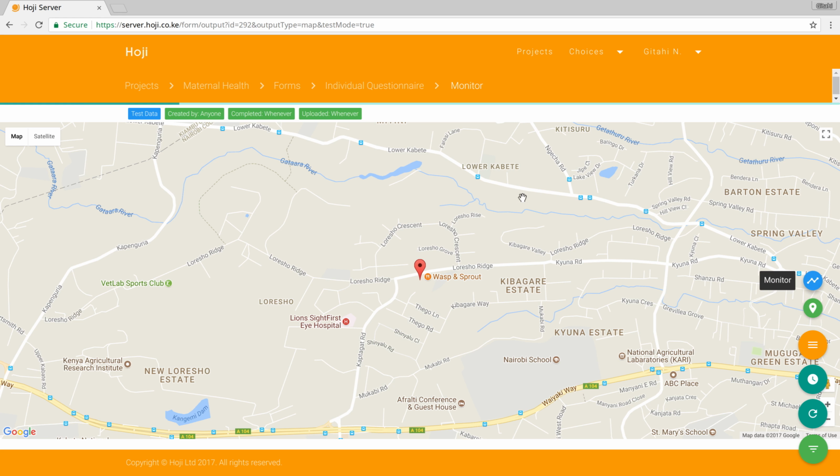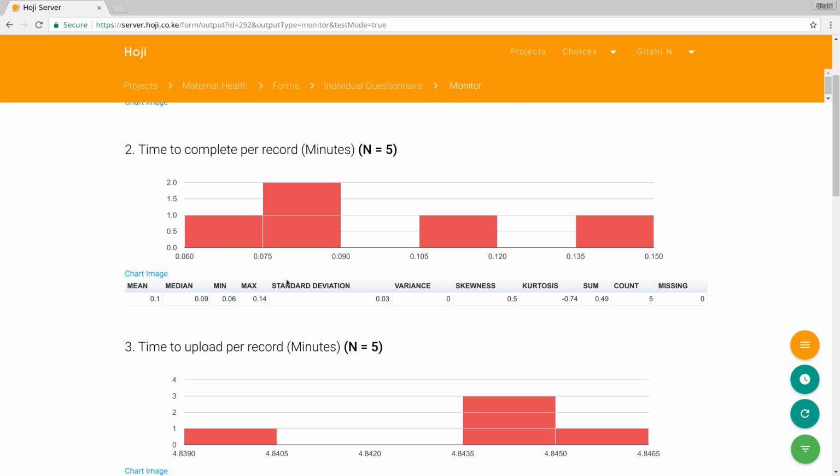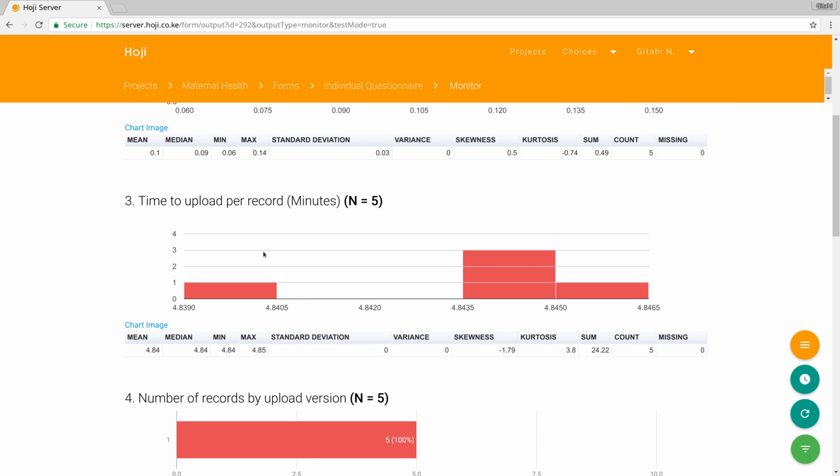Finally, there's a monitor output. Again, not too interesting when I'm doing all this by myself. If I had more than one enumerator, then that would be listed here. Of course, I have contributed all of the 5 records so far. You can see the distribution of how long I am taking to complete the records, the distribution of how long I am taking to upload the records.